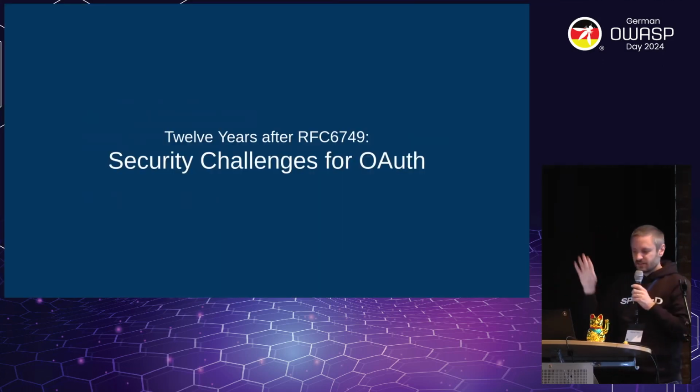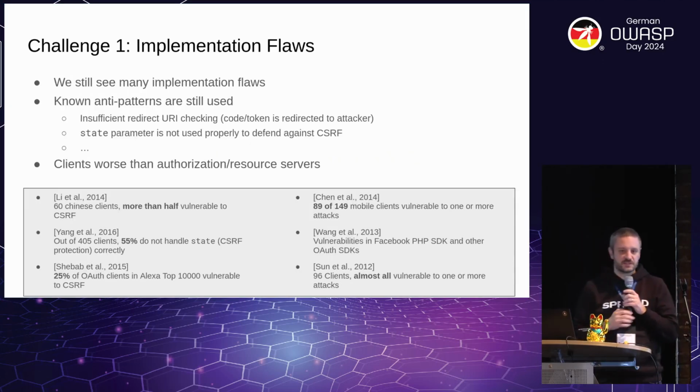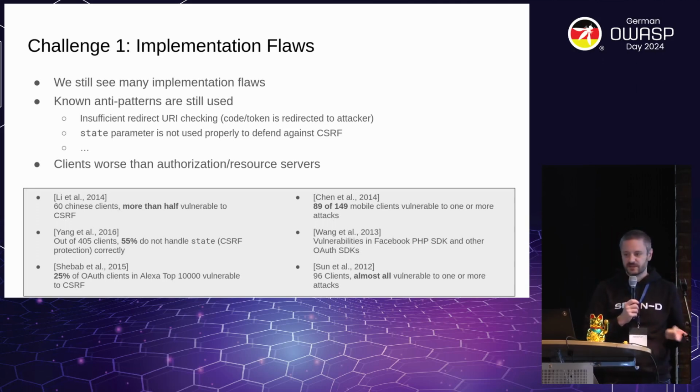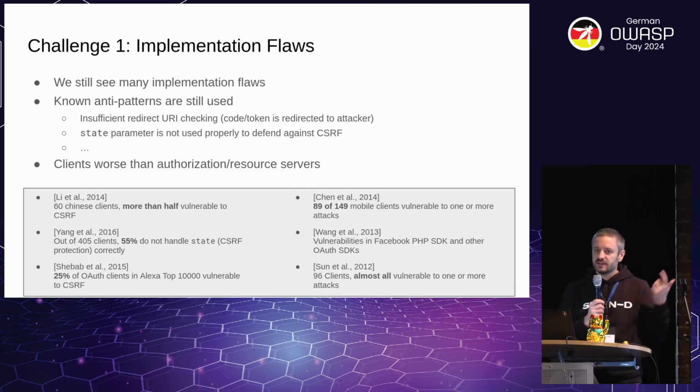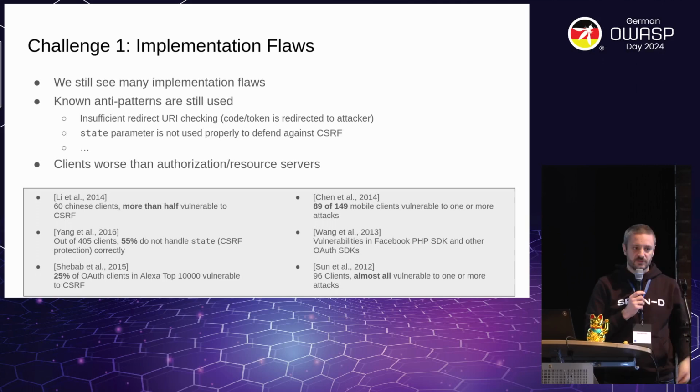All of this is in the original RFC. But this is not sufficient. We see a lot of security challenges when people use OAuth in the wild. The first one is implementation flaws. There are a couple of mistakes you can make, and they happen all the time, including a couple of known anti-patterns that are still being used, like insufficient checks for the redirect URI to ensure that the token is going where it is supposed to go.